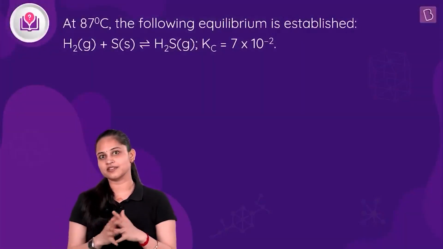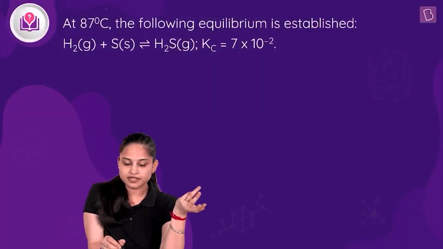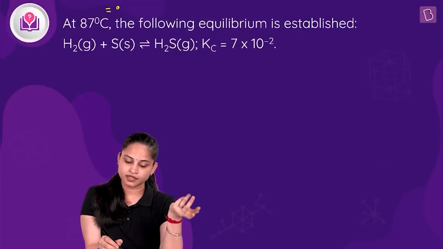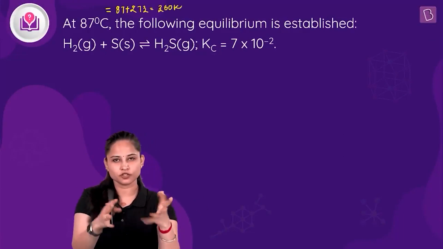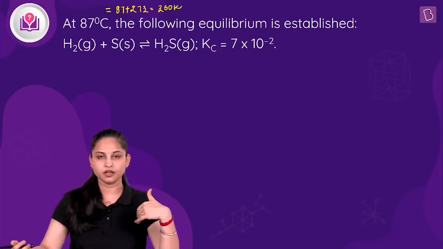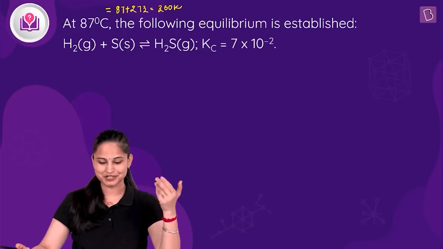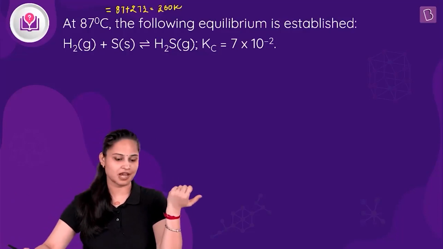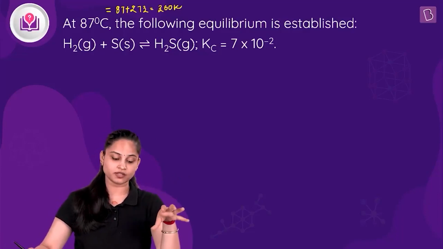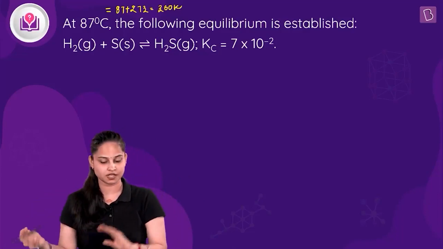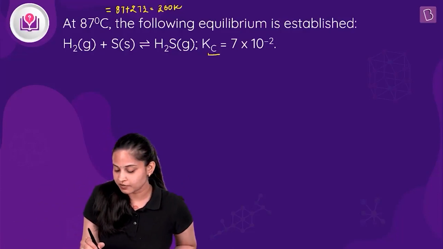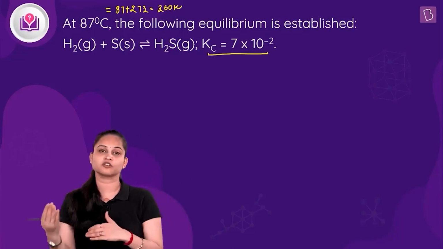At 87 degrees Celsius. So 87 degrees Celsius equals 87 plus 273, which equals 360 Kelvin. Initially, we should do these particular conversions. It becomes easy for us. So the following equilibrium is established: H2 in the gaseous state plus sulfur in the solid state is in equilibrium with H2S in the gaseous state, wherein the value of the equilibrium constant Kc is given to us as 7 × 10⁻².